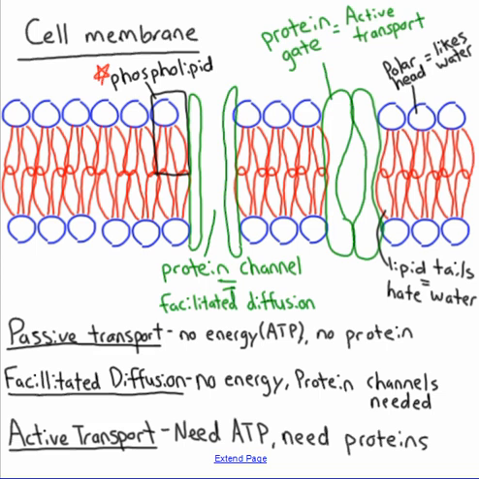And then another macromolecule that we're seeing here in the cell membrane is proteins. So proteins can be receptors, they can be channels, and they can act as gates. So the two macromolecules we see in the cell membrane, lipids and proteins.